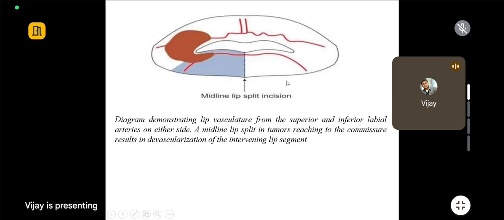So in this figure, we can see the lip vasculature from the superior and inferior labial arteries on the other side. When there is a midline split in tumors reaching to the commissure, it results in devascularization. Like this is the tumor, and if we take a midline incision, then this part will result in devascularization.